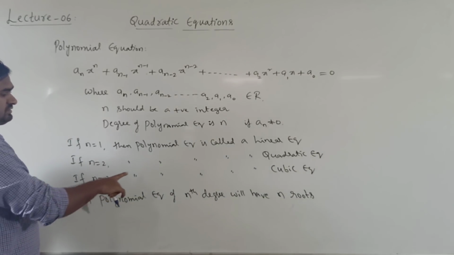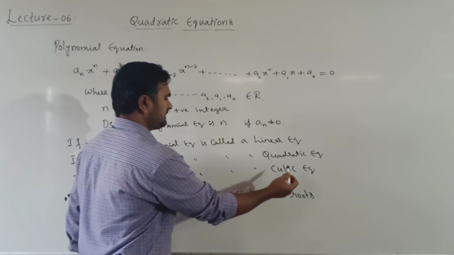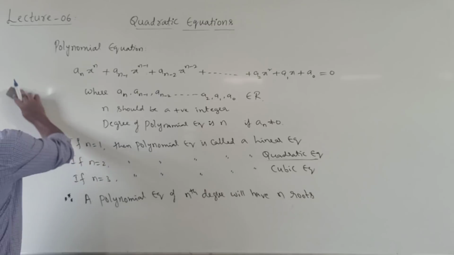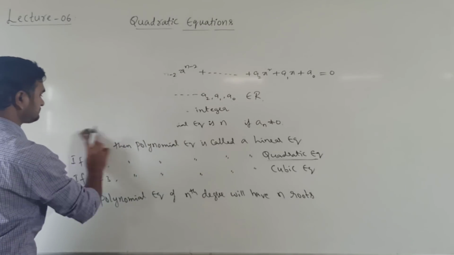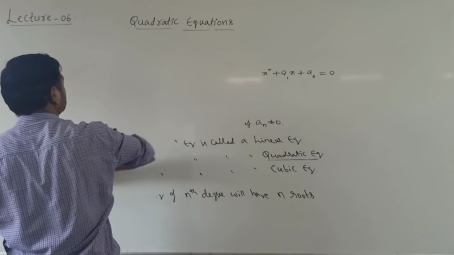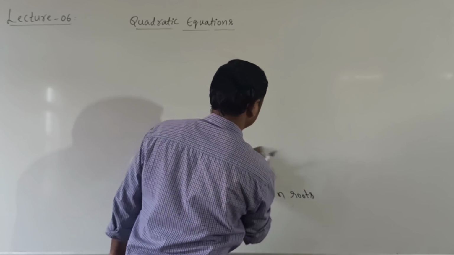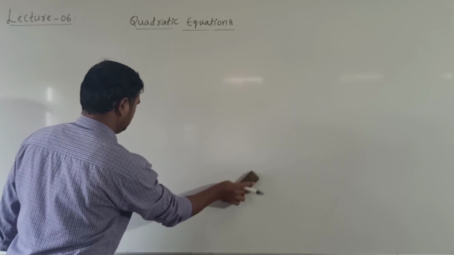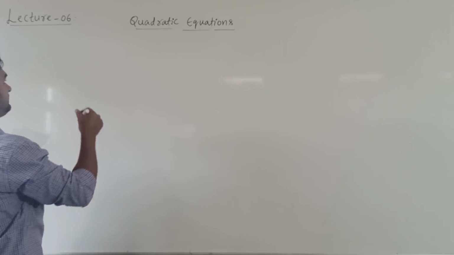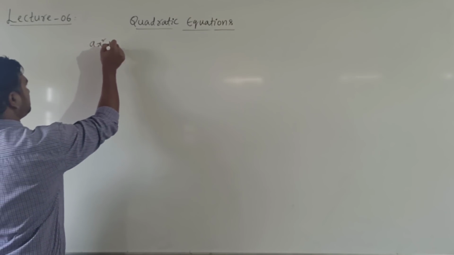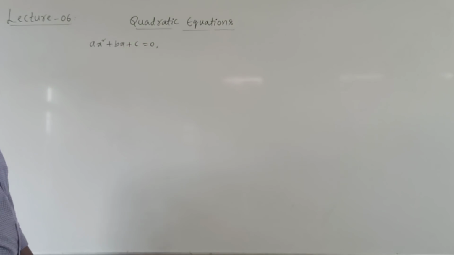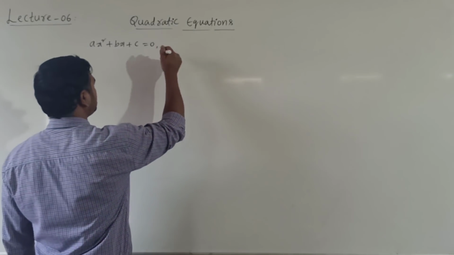Now in this we are studying quadratic equations. So how do we represent a quadratic equation in the standard form? That is what we will see now. The standard form of a quadratic equation is written like this: ax^2 + bx + c = 0 is a quadratic equation.